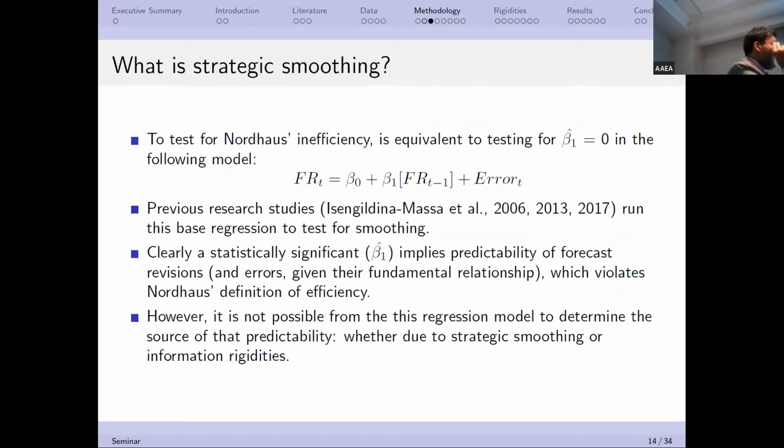So what is strategic smoothing? The first equation is the one that has been used in the agricultural economics literature, wherein they study forecast revisions as a function of lagged forecast revisions. And if beta 1 is significant in this equation, that would mean that forecast revisions are correlated with past forecast revisions, and as a result, they would be inefficient. Now, this source of inefficiency could be coming from 2 different sources. It could be because of strategic smoothing, or it could be because of information rigidities. However, the agricultural economics literature just focuses on this equation and interprets this as smoothing, which may or may not be true.